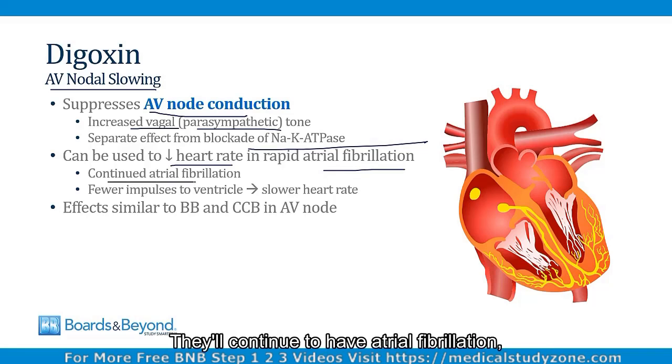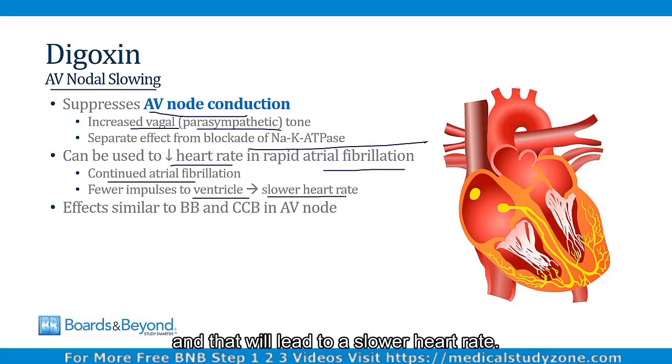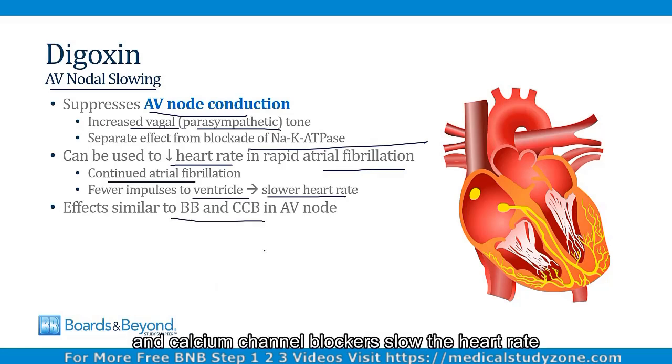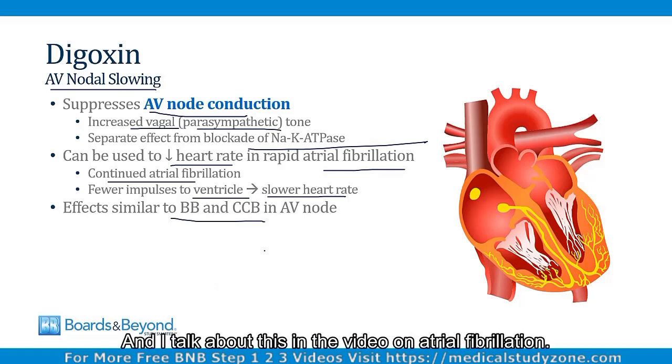This won't eliminate the AFib. They'll continue to have atrial fibrillation, but fewer impulses will reach the ventricle, and that will lead to a slower heart rate. This is very similar to the way that beta blockers and calcium channel blockers slow the heart rate in atrial fibrillation. And I talk about this in the video on atrial fibrillation.